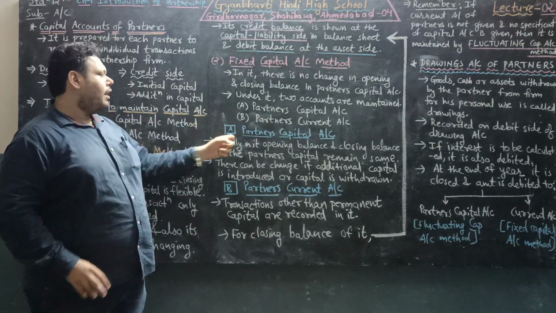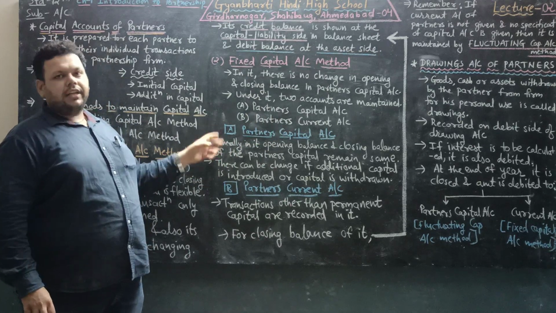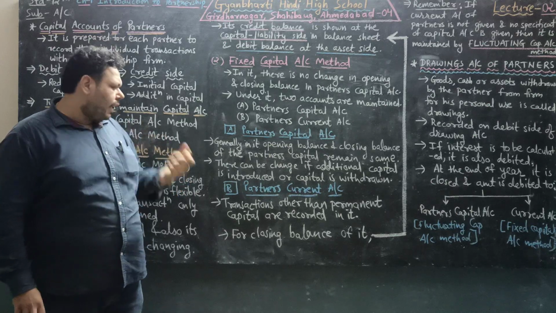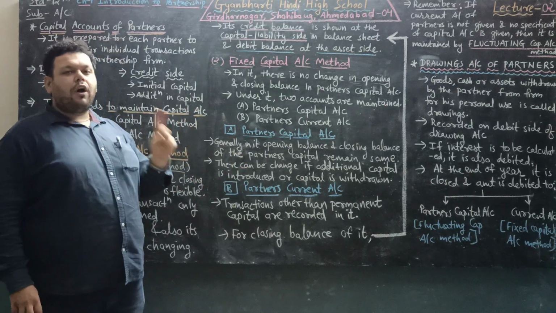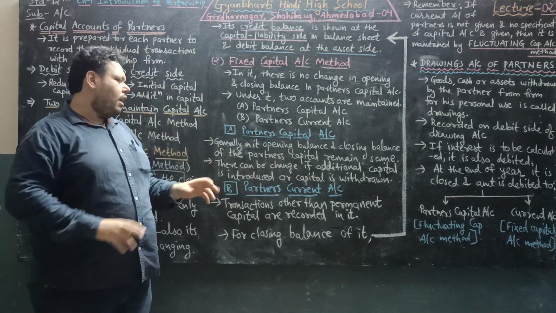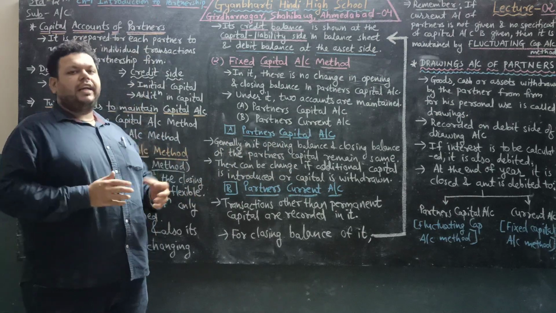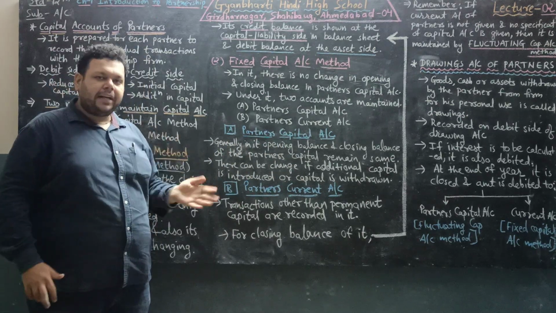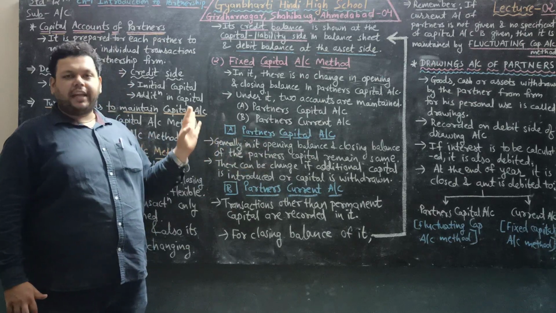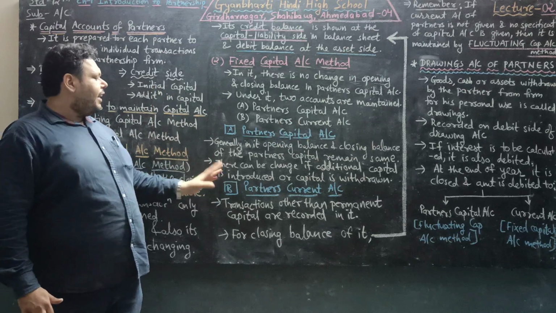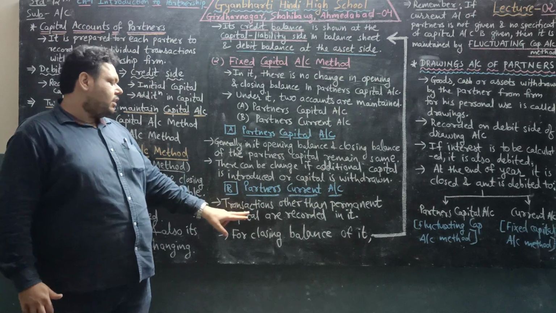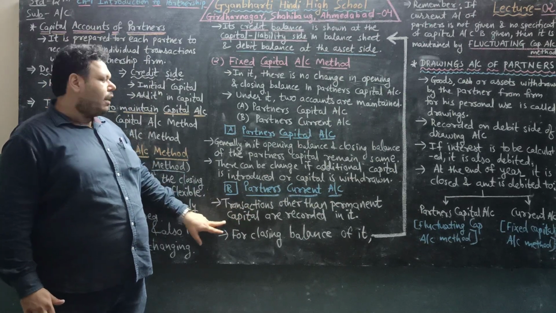Seeing the first one, partners' capital account, generally the opening and closing balance in the partners' capital account will remain the same, but there can be a change if and only if additional capital is introduced or capital is withdrawn. That is, if you take away some capital or bring new capital, then and only then there will be a change in the opening and closing balance of the capital. All the rest of the entries, that is other transactions than permanent capital, will be recorded in the partners' current account.